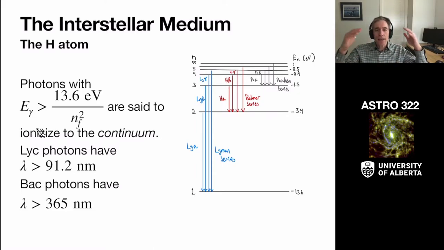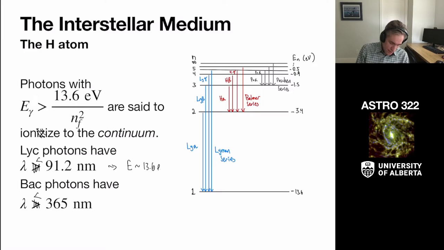When we say we ionize, we often say that the electron is ejected into the continuum, which just means it's running around in a continuum of states. And so the photons that do that are often called continuum photons. So the Lyman continuum photons are the photons that have a wavelength less than 91.2 nanometers, which corresponds to the energy of 13.6 electron volts.